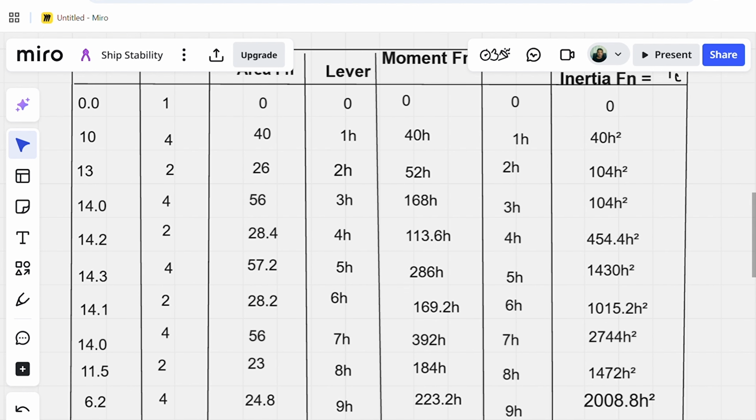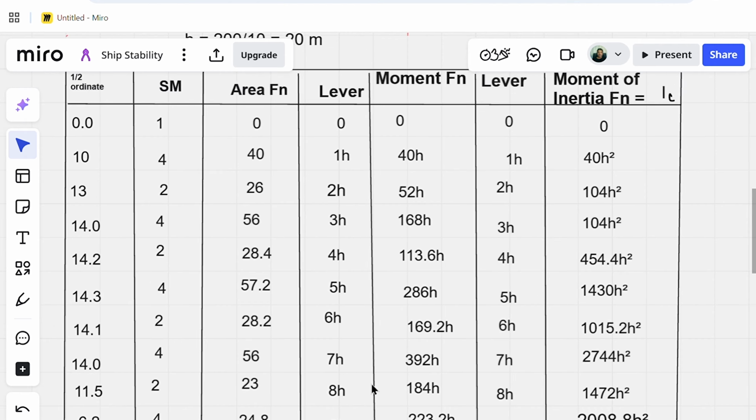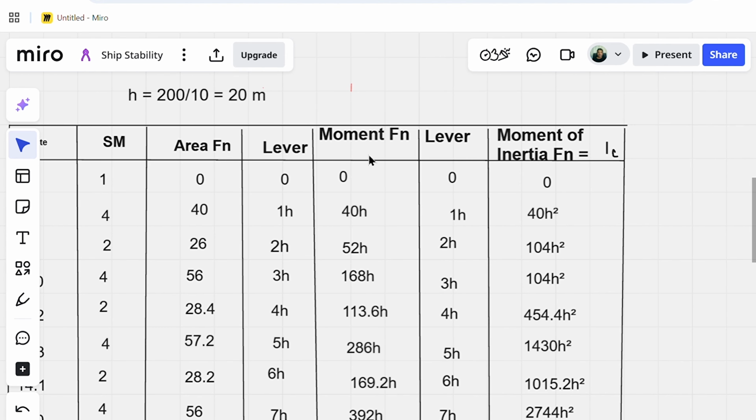H, we know, is 20 meters, as we have calculated. So if I multiply 20 with 10, I get 200 meters, which is correct, because the forwardmost ordinate will be 200 meters away from the aft end. Now we have the moment function. This is the first moment of area, the moment function. So all the area functions are multiplied by their levers, and we write the moment function. So area function multiplied by the lever gives the moment function.